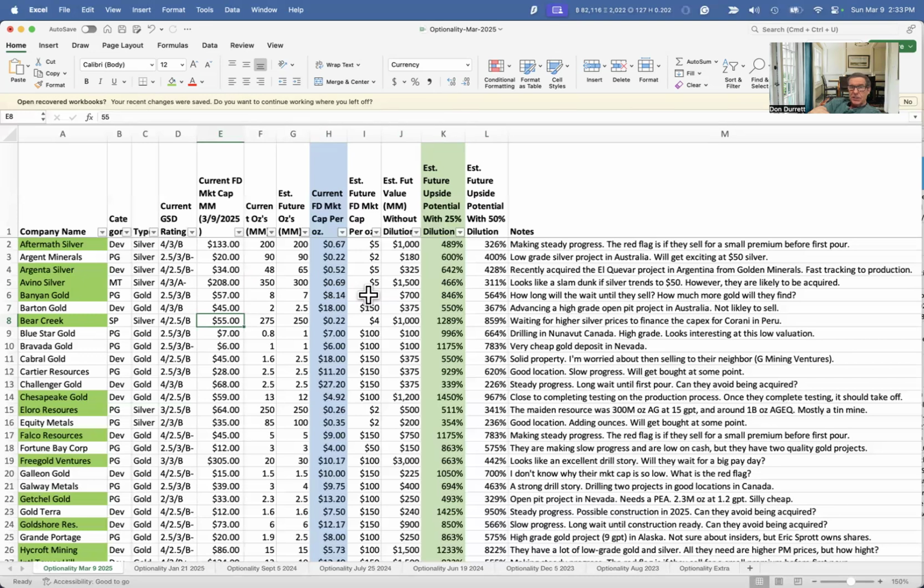But their Karani project is one of the larger undeveloped silver projects, and it's construction ready. All they need is a loan to build this thing. 275 million ounce silver equivalent project. That's big, trading at 22 cents an ounce. But it hasn't worked out for people that have bought this thing because they keep diluting us into the ground, and now they're doing another dilution. So it's currently valued at 55 million.